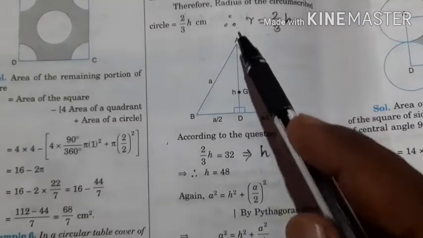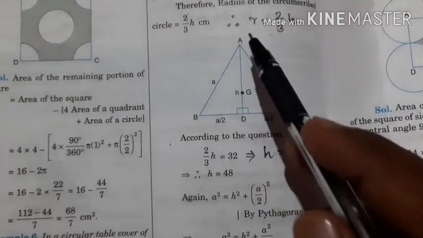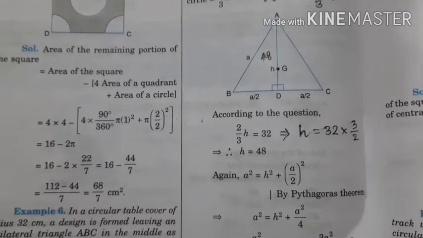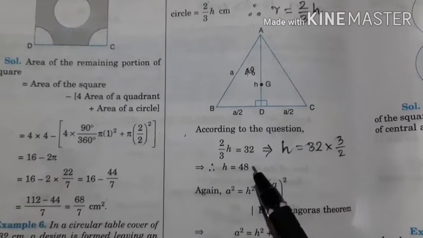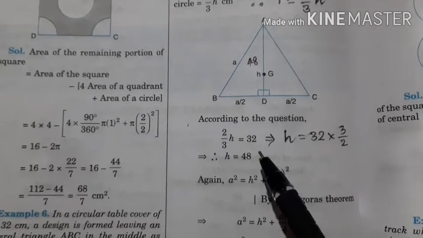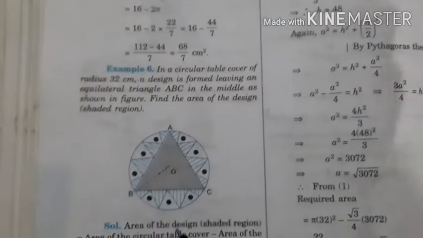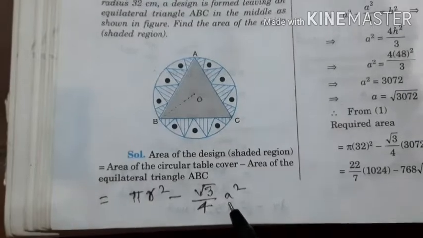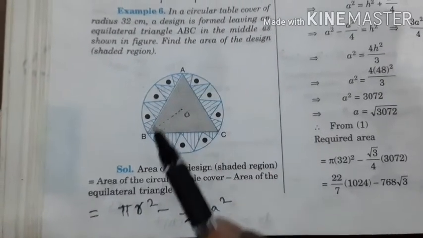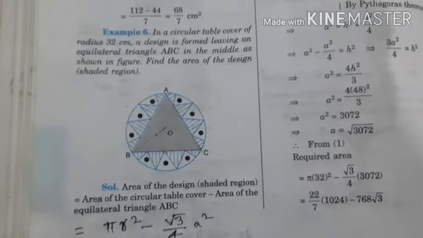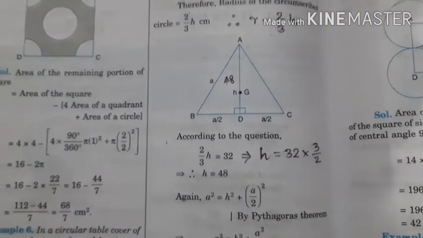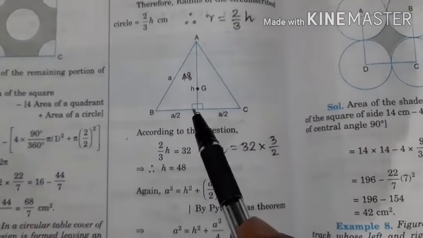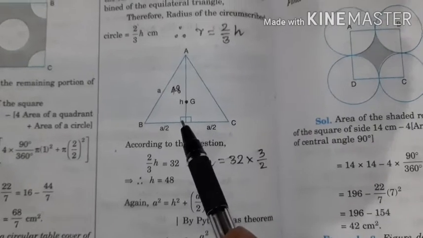Okay. Now height is 48. See here. By making use of this height equal to 48 centimeter, we will be able to find the value of this a, meaning the length of one side of an equilateral triangle. How? We will see. See here, ADB is a right angle triangle, right angled at D.